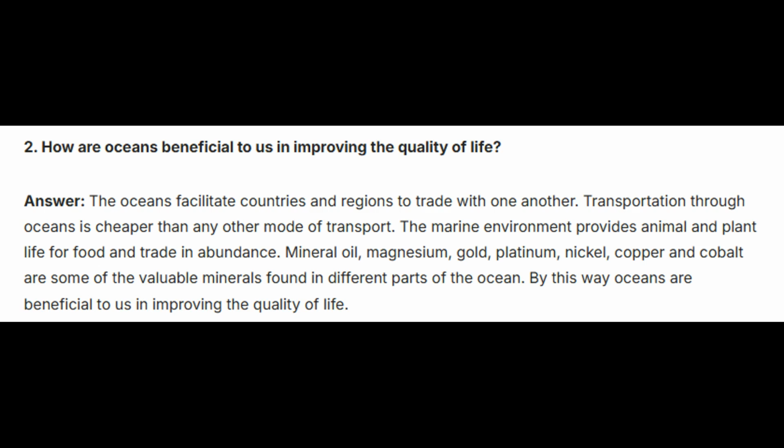Second, how are oceans beneficial to us in improving the quality of life? Answer. The oceans facilitate countries and regions to trade with one another. Transportation through oceans is cheaper than any other mode of transport. The marine environment provides animal and plant life for food and trade in abundance. Mineral oil, magnesium, gold, platinum, nickel, copper, and cobalt are some of the valuable minerals found in different parts of the ocean. In this way, oceans are beneficial to us in improving the quality of life.